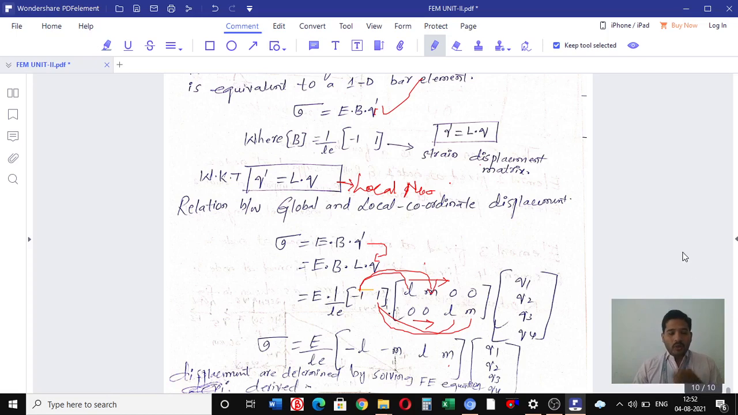Okay, so I hope no one has any doubt regarding the derivation of the elemental stiffness matrix for a truss element. I hope so.